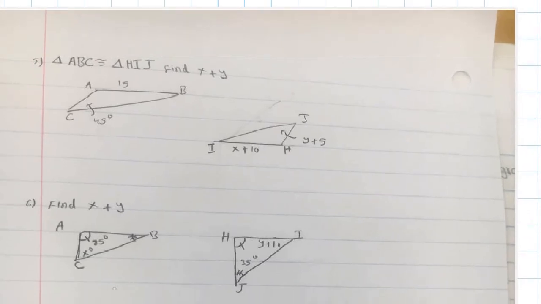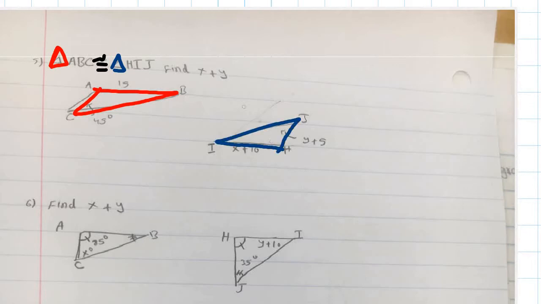Okay, so what I notice is the first thing we're told is that triangle ABC is congruent, that means equal measure, to triangle HIJ. And it wants us to solve for both X and Y.